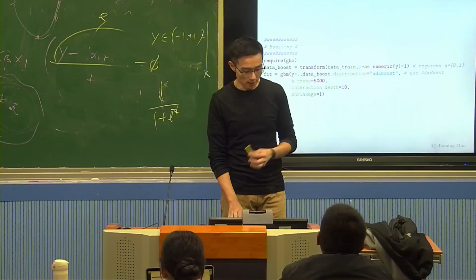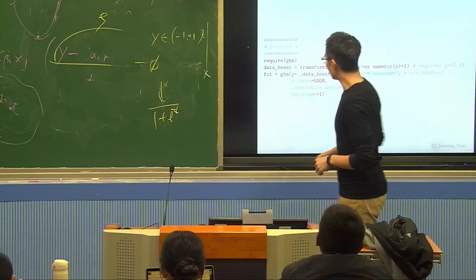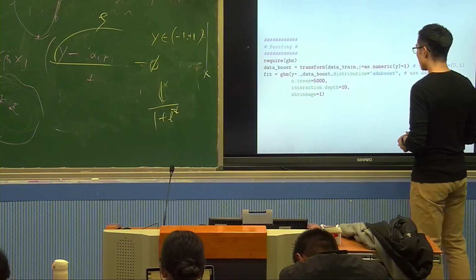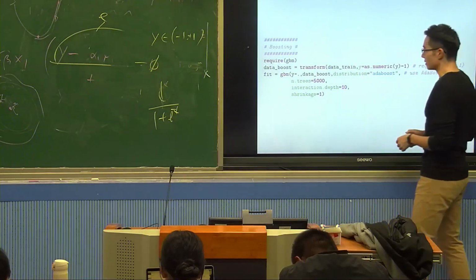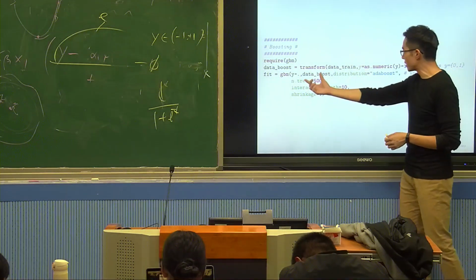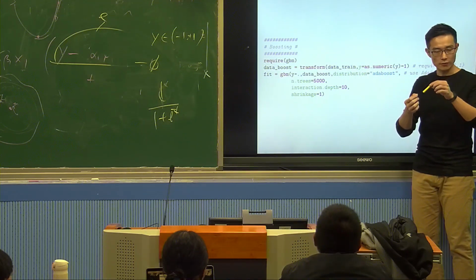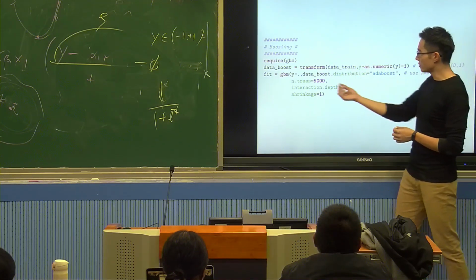So now let's do boosting. For boosting, we use a package called GBM, and for this function, what we do is, first of all, we are using AdaBoost because AdaBoost is the algorithm for classification, and then the number of trees. So boosting, you have to separate.